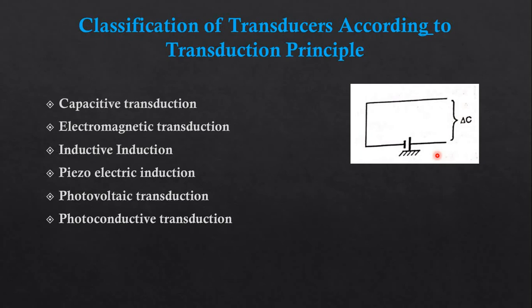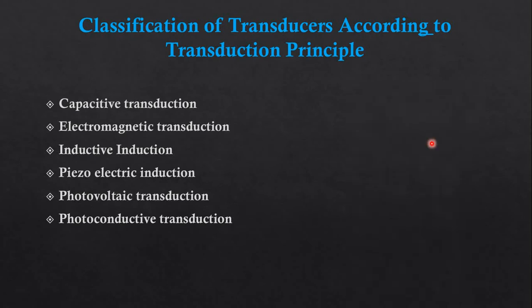If the distance between these plates is varied, the capacitance changes, as shown in the figure. So the value of capacitance is going to change based on the dielectric medium we can change, right? The next one is the electromagnetic transduction.